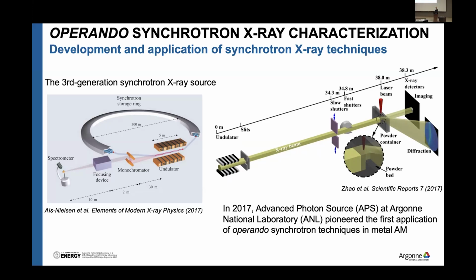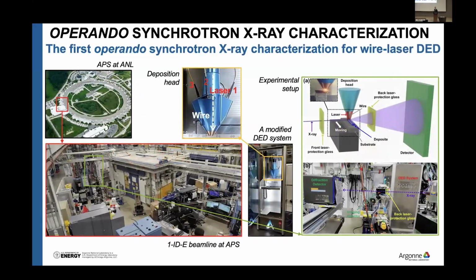And also with the further development of this operando synchrotron characterization, it has been applied to more and more fundamental studies and is also applicable for other metal additive manufacturing techniques. Our team conducted the first operando synchrotron X-ray characterization for wire DED. So we modified a wire DED system in our lab and brought it to APS for the operando synchrotron X-ray characterization.